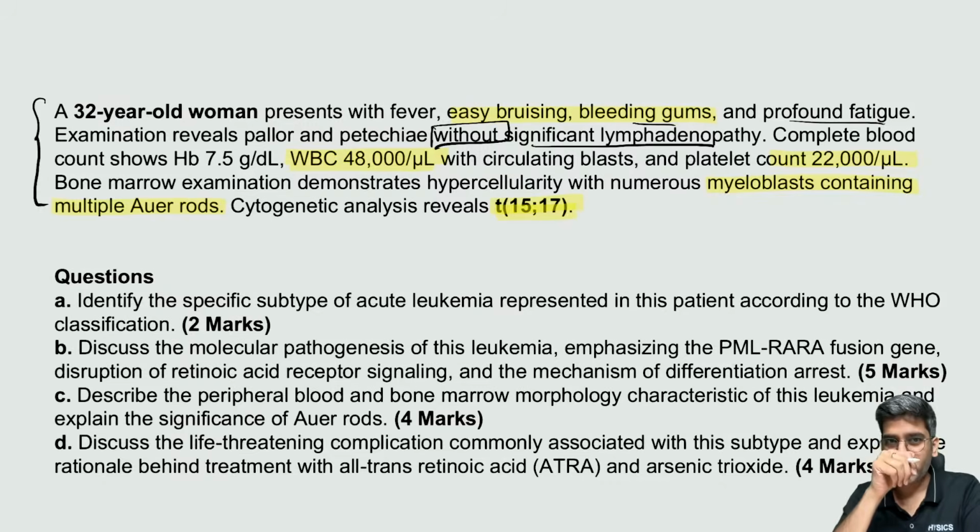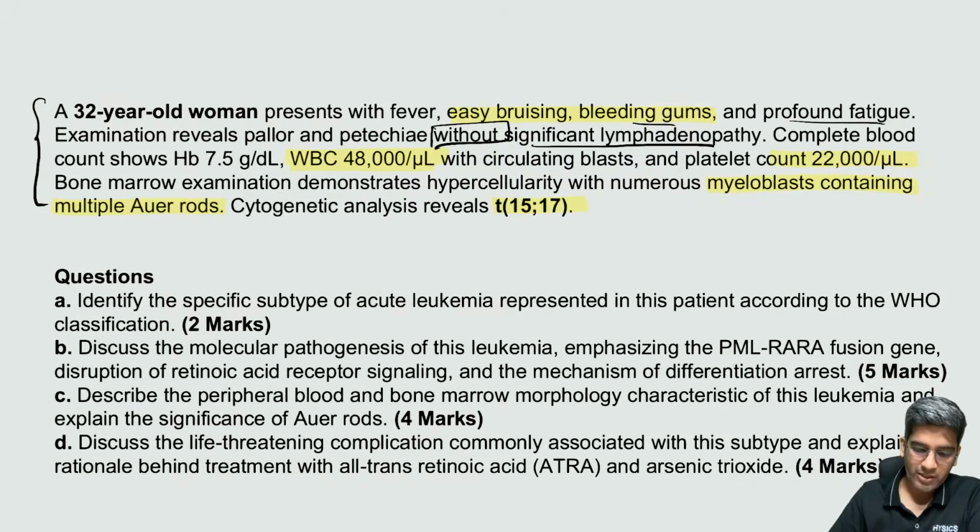This is the clinical history. Easy bruising, bleeding gums, WBC count elevated, platelets reduced, bone marrow showing myeloblasts with multiple Auer rods. And cytogenetics is the most important thing: translocation 15;17. Can anyone tell me what is the right diagnosis? Anyone? It's a very simple, straightforward question. What's the diagnosis? I don't want any random diagnosis. The exact diagnosis is not a difficult one at all, right?